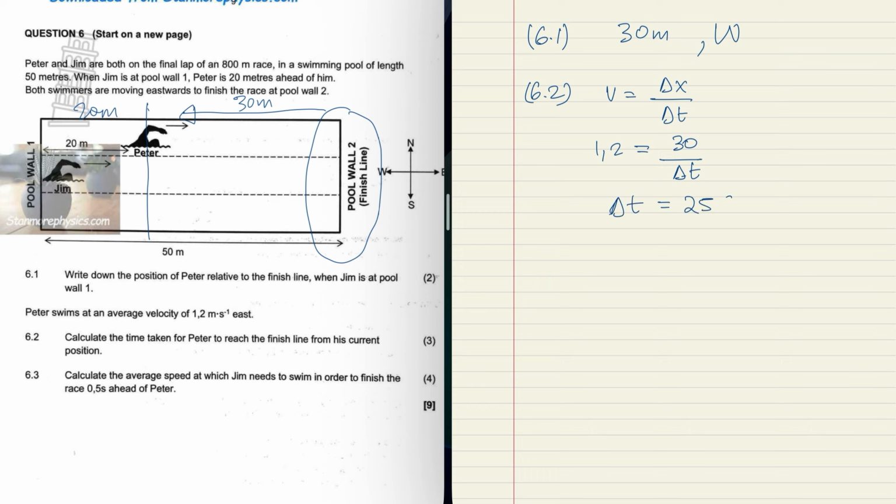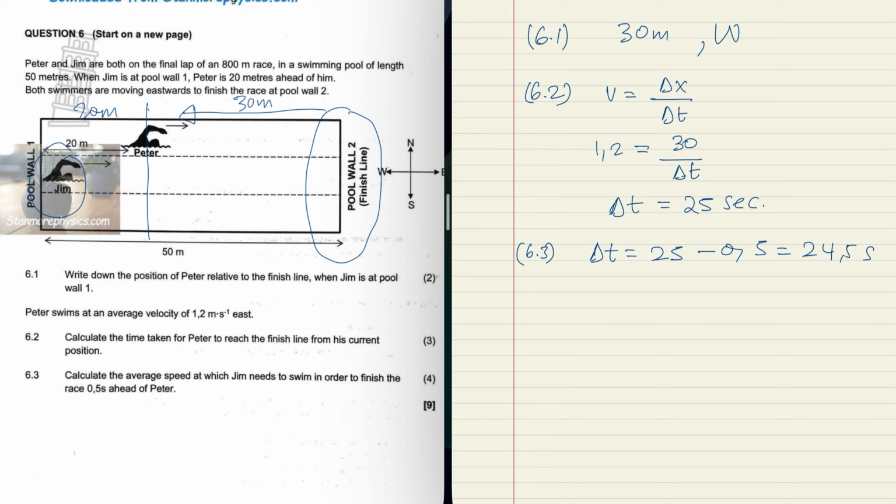Question 6.3, calculate the average speed at which Jim needs to swim in order to finish the race 0.5 seconds ahead of Peter. So what this is basically saying then is that if Peter takes 25 seconds to reach the end, that means Jim needs to cover that distance. Well, Jim is here, so Jim needs to swim the 50 meters in 25 minus 0.5, which is 24.5. So Jim needs to swim 50 meters in 24.5 seconds in order to win, or that's the restriction.